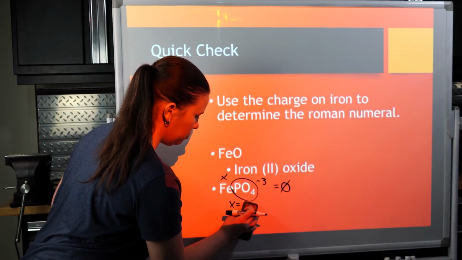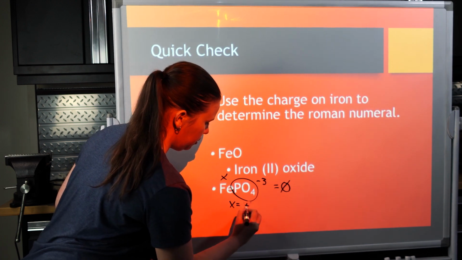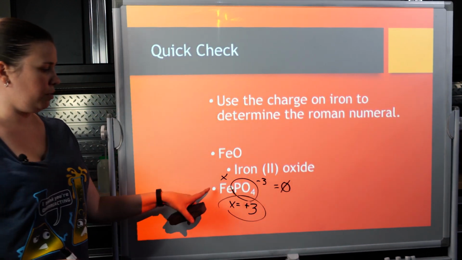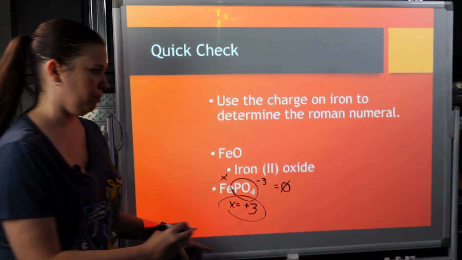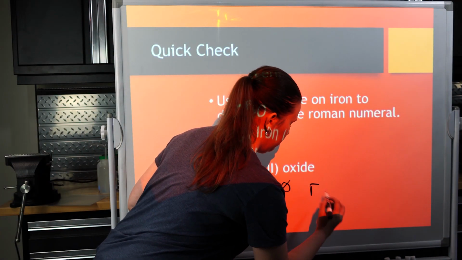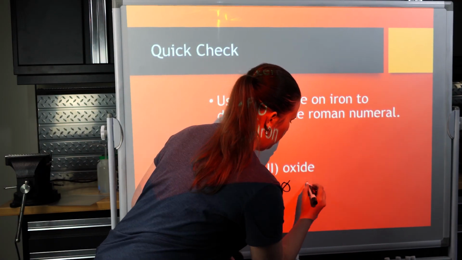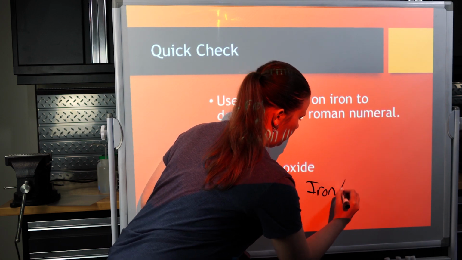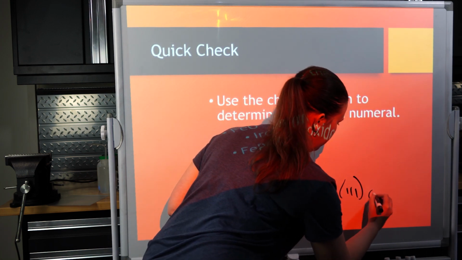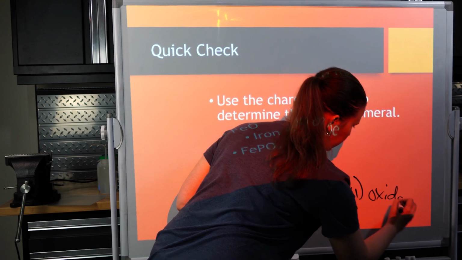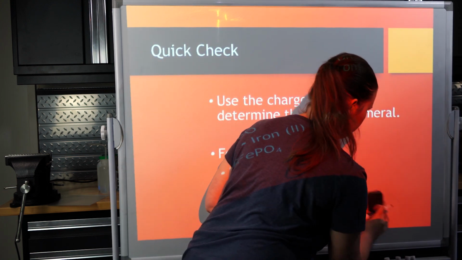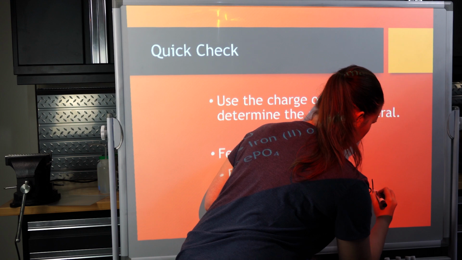I almost wrote the Roman numeral. +3. So now I know that iron needs a Roman numeral of 3. So now it's time to write that. Iron, parentheses 3, and then again, it'll be oxide. Oh no, wait, we're not. We're doing phosphate now. Iron 3 phosphate.